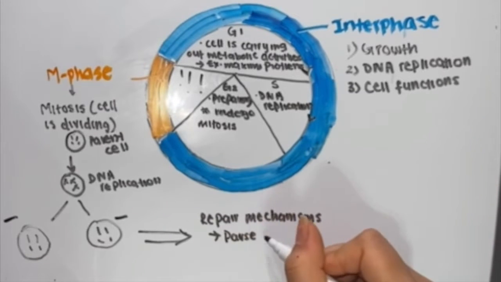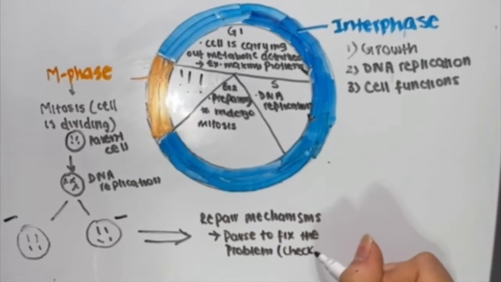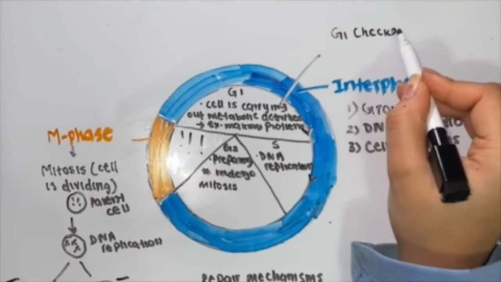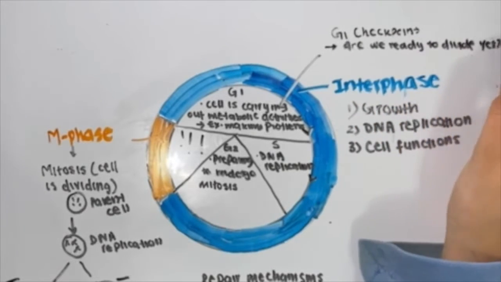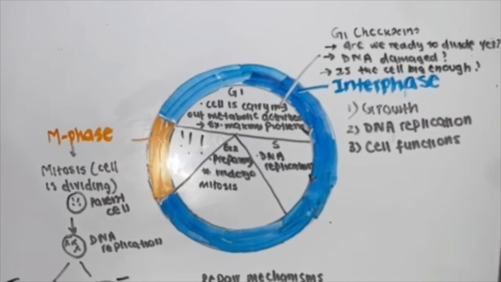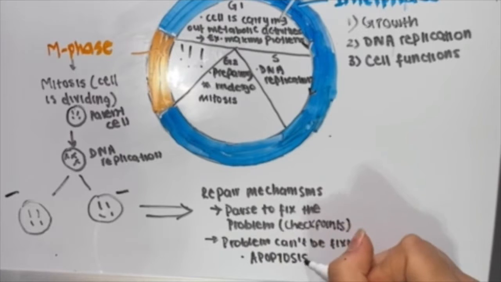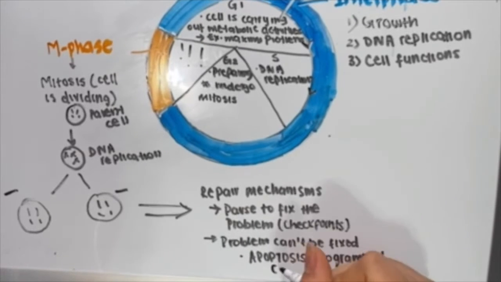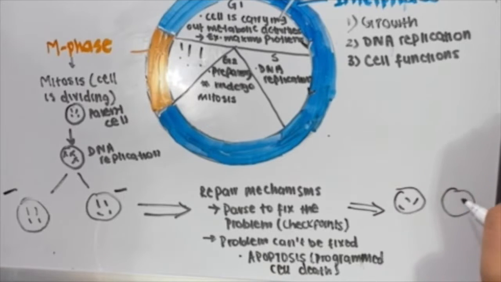Either the cell will take a pause if the problem can be fixed through the use of checkpoints, the most important being the G1 checkpoint, where the cell asks a couple of important questions: are we ready to divide yet? Is any DNA damaged? Or is the cell big enough? Or, if the problem can't be fixed, the cell will undergo apoptosis, programmed cell death, or self-destruction. This ensures that irreparable cells will not divide. Both daughter cells will become wild types, which means not mutated.